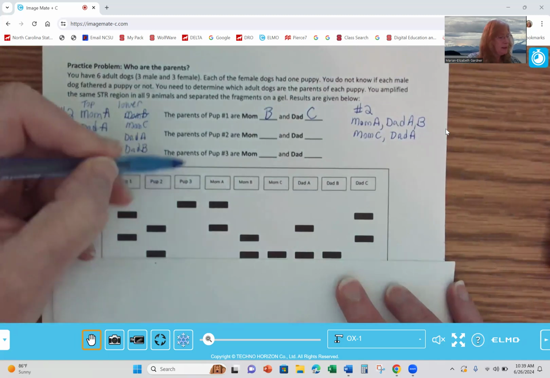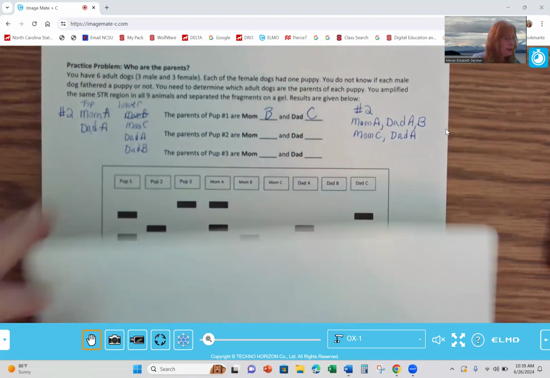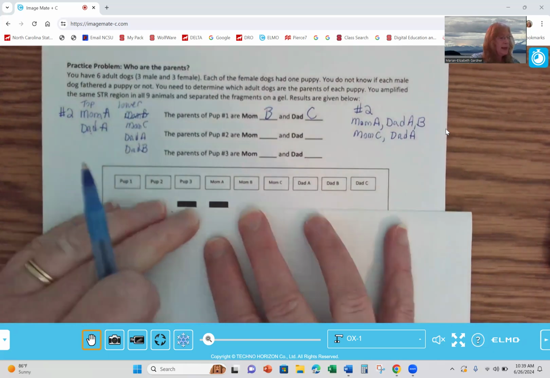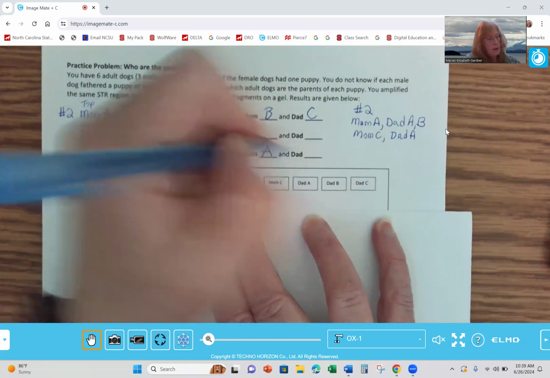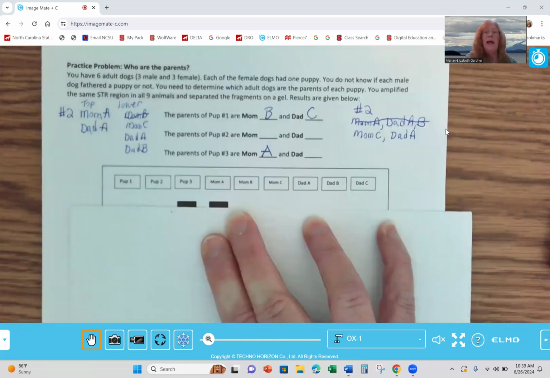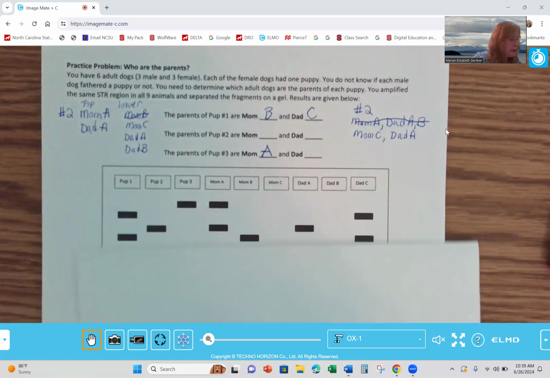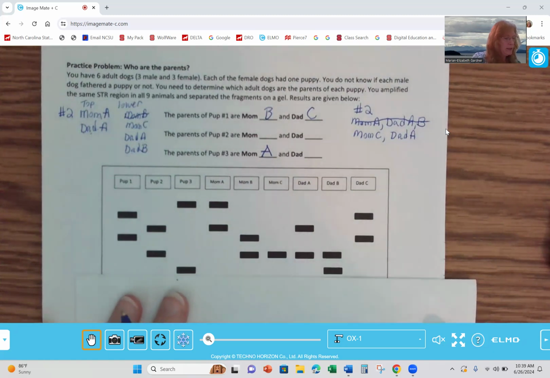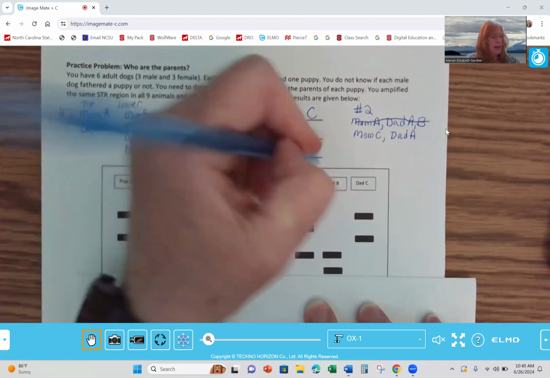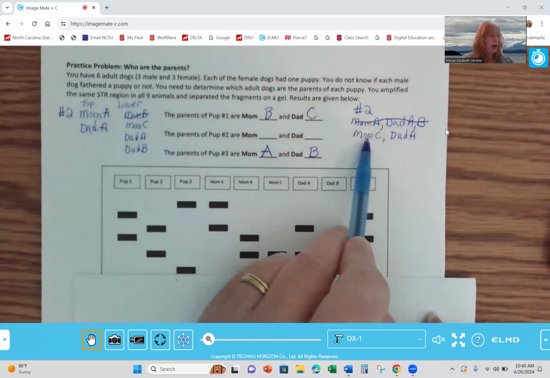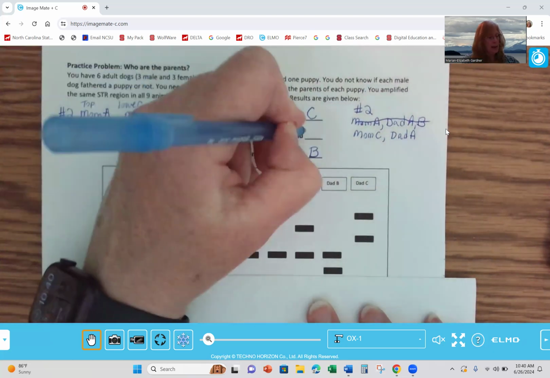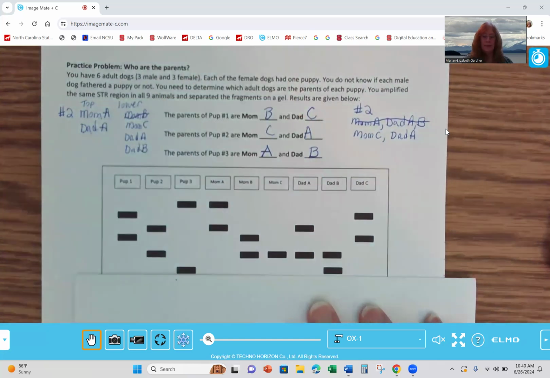All right, let's look at pup 3. Pup 3, well, that top band is mom A, no other buts. So we know now that number 2 cannot be mom A. Well, let's see who pup 3's daddy is. And it looks like the only possible dad is dad B. And going back here, now our only choice for pup number 2 is mom C and dad A.